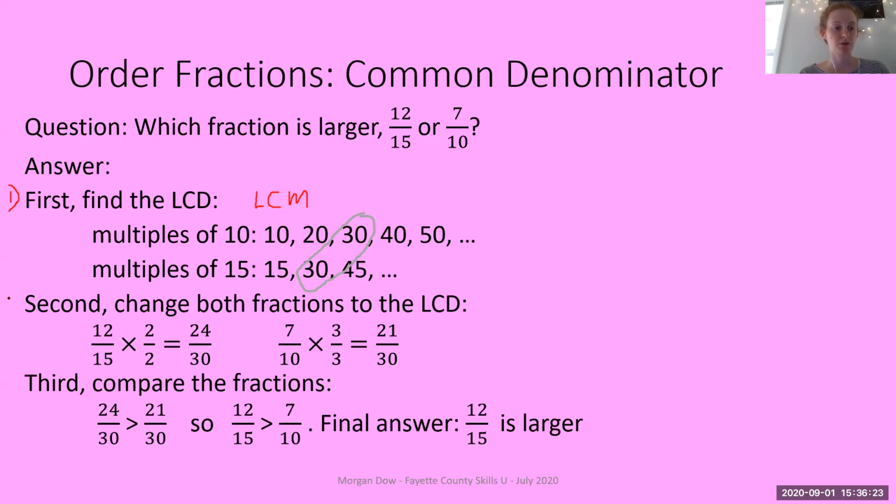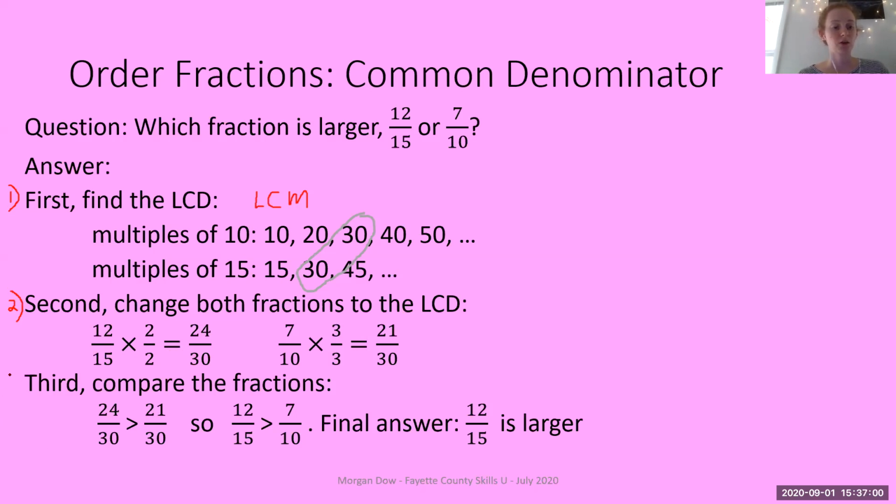So next thing I do is I change both fractions. However many fractions you're working with, you change them so that they have that least common denominator. And I'm showing you that here. So 12/15 times 2/2 will give you 24/30, right? So changing the 15ths into 30ths. And then same thing with 7/10. 7/10 times 3/3 will give you 21/30. So changing tenths into 30ths.